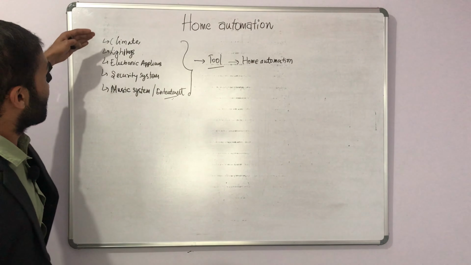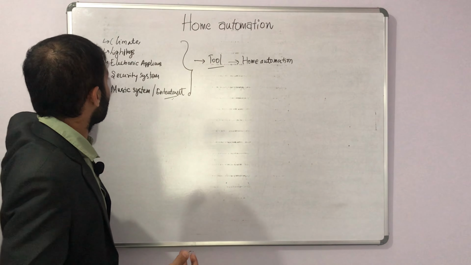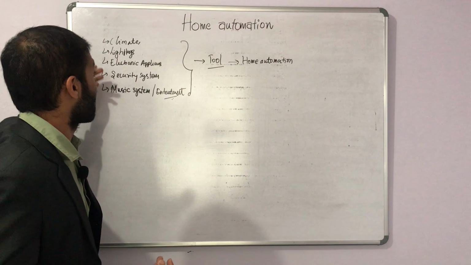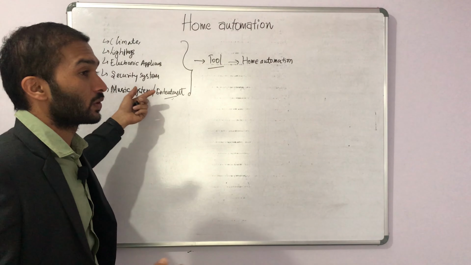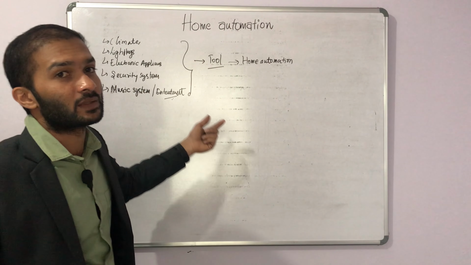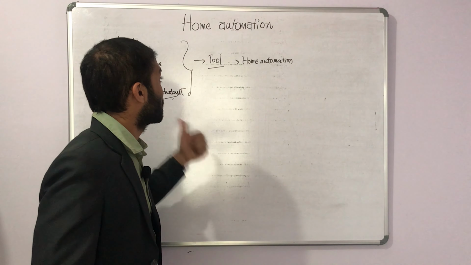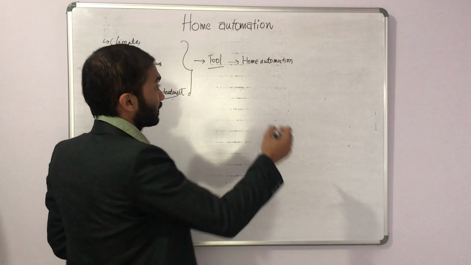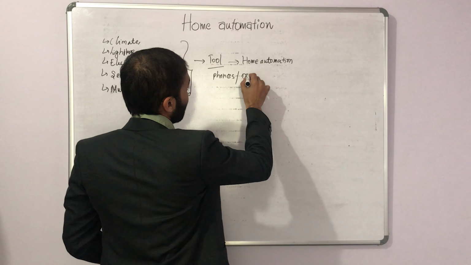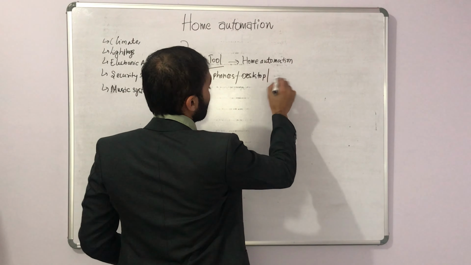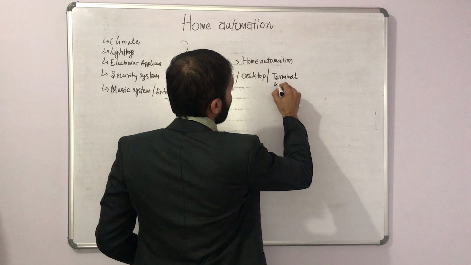For every individual activity, say climate, the temperature and room regulation can be varied. Along with that, the lights you can turn on and off, electronic appliances you can switch on and off, and the security systems and locks, how they work, and the entertainment department, TVs and other equipment, can be controlled by a single tool at your fingertip, maybe through phones or desktop, or through terminals that are wall mounted.